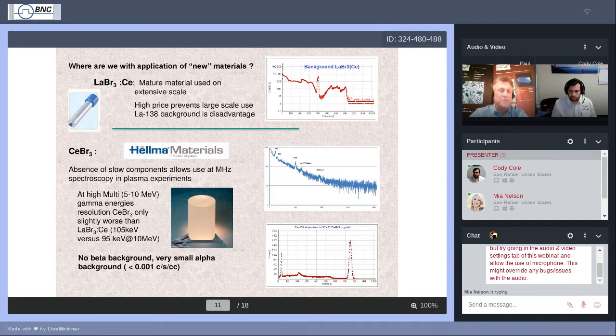Interesting also to note is that at high energies, let's say 5 to 10 MeV, the resolution of cerium bromide becomes almost the same as lanthanum bromide. The light output of cerium bromide is a little less than lanthanum bromide, but at higher energies, this actually has no impact on the resolution. So cerium bromide has no beta background, an extremely small alpha background, which we've been able to reduce to less than 0.01 count per second per cc. You see a spectrum there of cesium-137 shows you this resolution, which is less than 4%.